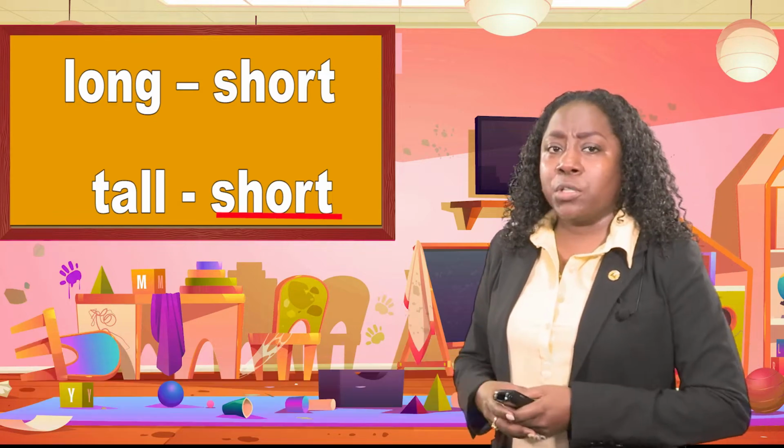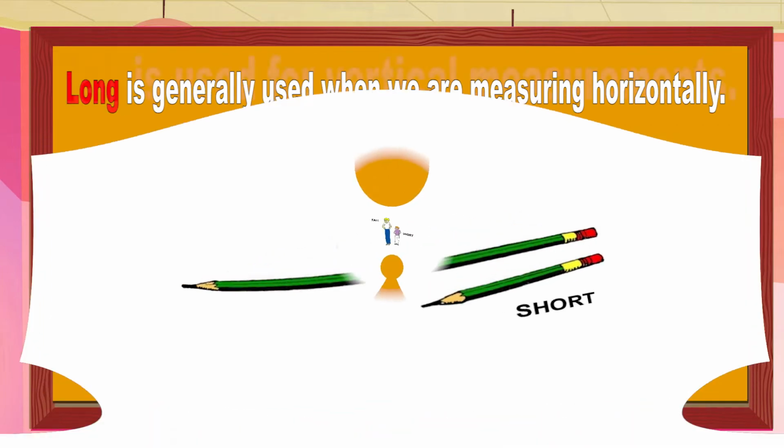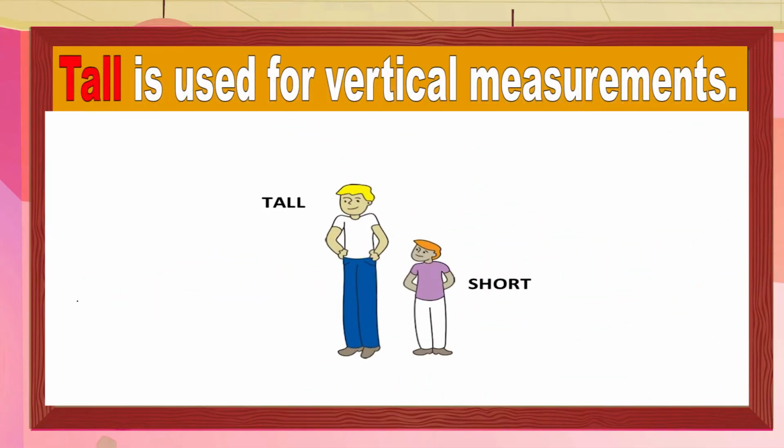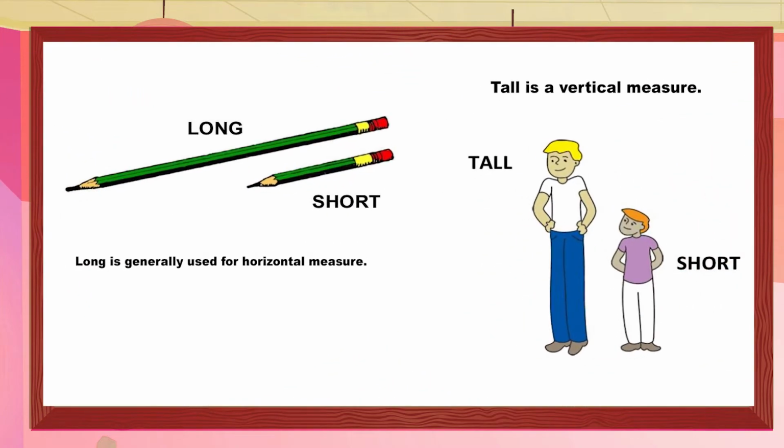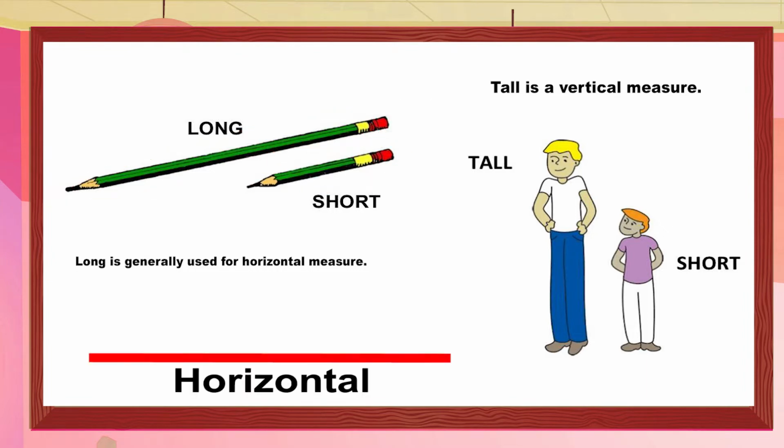When we're talking about long, long is generally used when we are measuring horizontally. And the word tall is used for vertical measurements. Look at the pictures on the screen. You'll see two pencils. One is long and one is short. They are horizontal.